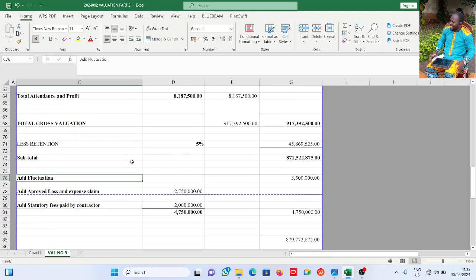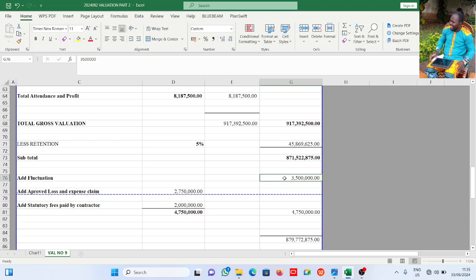Now there are also other information that are not subject to retention. I explained before, the question says that fluctuation is treated by traditional method, and I said it can either be treated by the traditional method or by formula method. If it is treated by traditional method, it is not subject to retention. Right? If it is treated by formula method, it is subject to retention. Please take note.